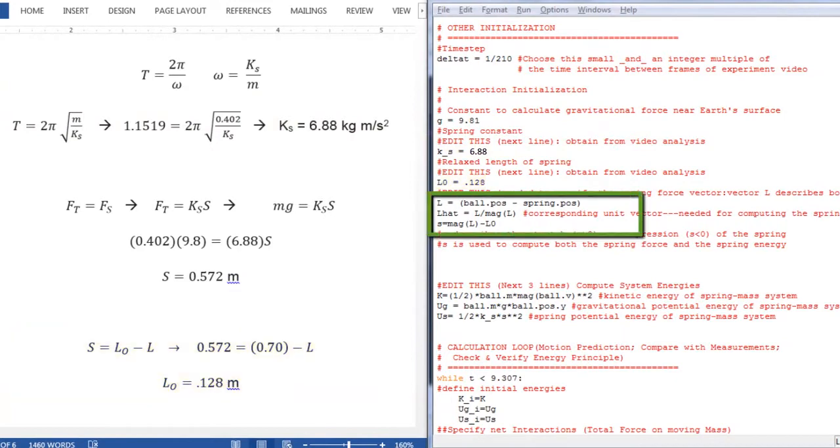This is the code that calculates the length of the spring at each time interval. L hat is the spring's direction. S describes the stretch or the compression, and it is used to compute the spring force and the spring energy.